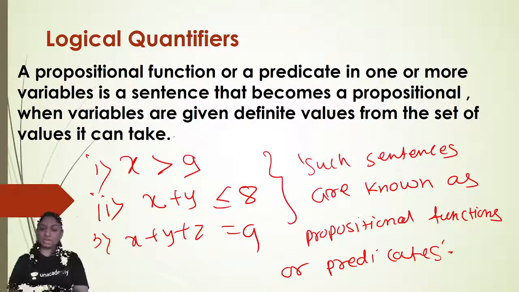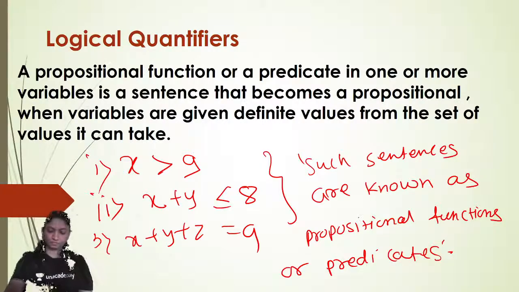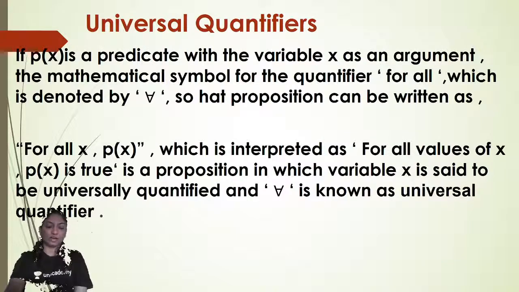Okay, so these are not statements, these are predicates. It means the truth values of the statements depend upon the values of x and y here. Therefore these are not statements, these are predicates. Okay, so for these predicates we will use the quantifiers. First is the universal quantifier.